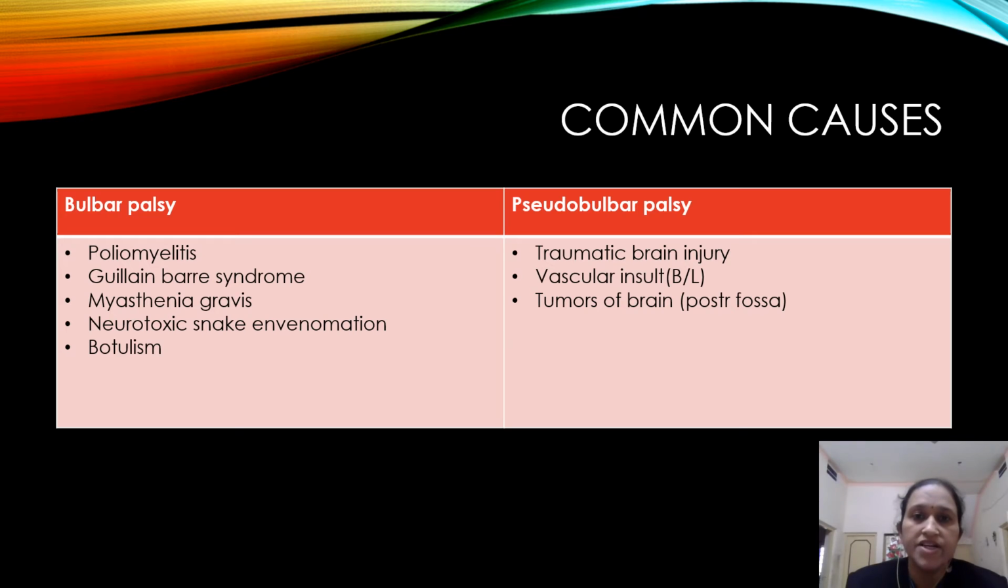Let me tell you some of the common causes of bulbar and pseudobulbar palsy, because if you have seen these cases, then I think it will be easier for you to understand the differences between the two. The common causes of bulbar palsy are Guillain-Barré syndrome, myasthenia gravis, neurotoxic snake envenomation and botulism. Poliomyelitis was an important cause of bulbar palsy. The common causes of pseudobulbar palsy are traumatic brain injury, vascular insult, that is cerebrovascular incidents that should be bilateral, and tumors of the brain, especially posterior fossa tumors.